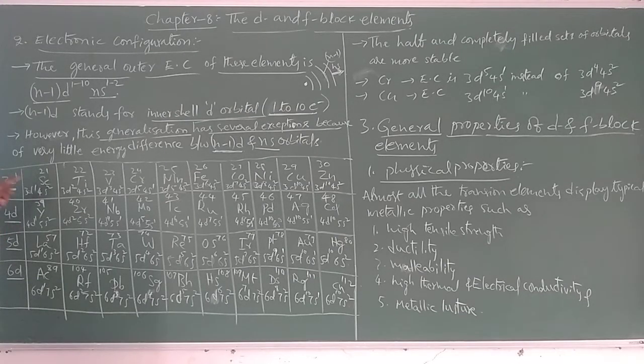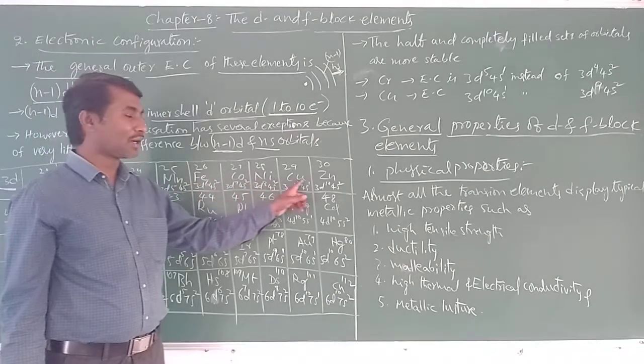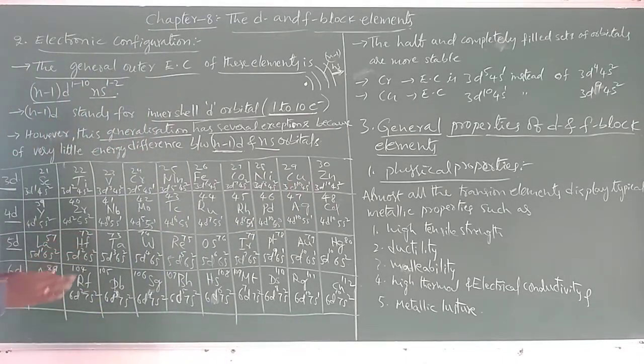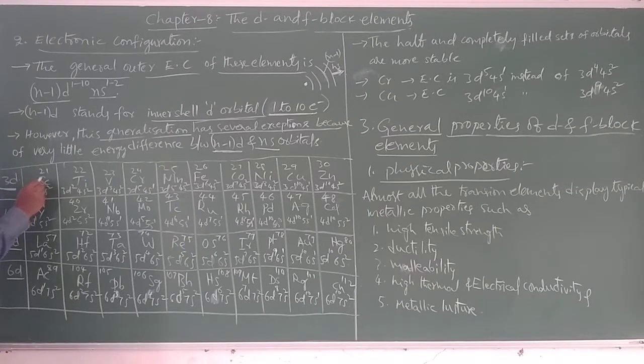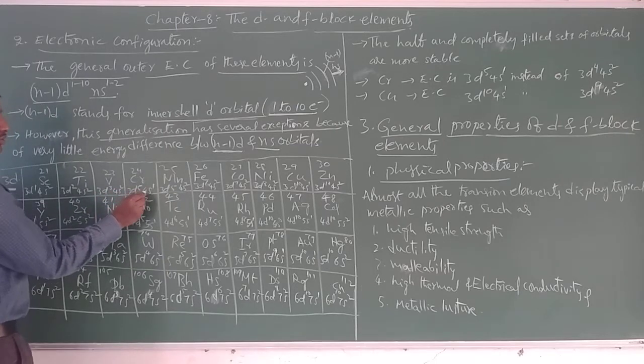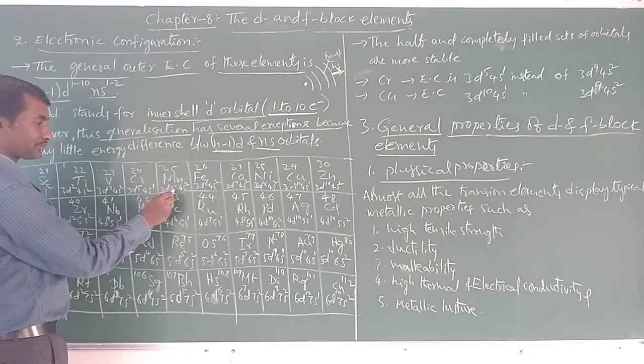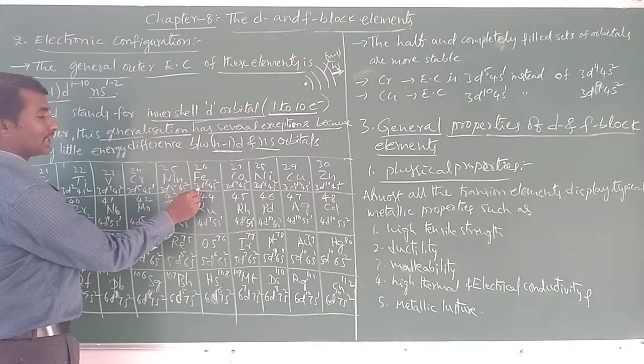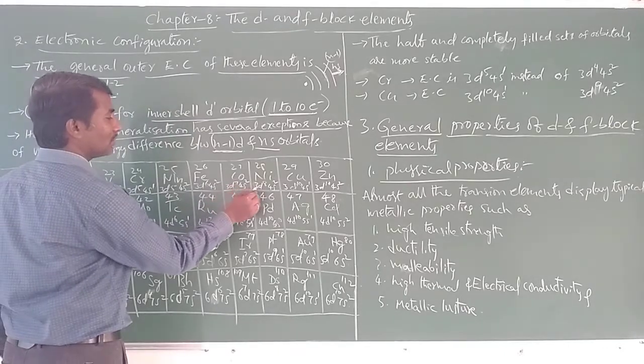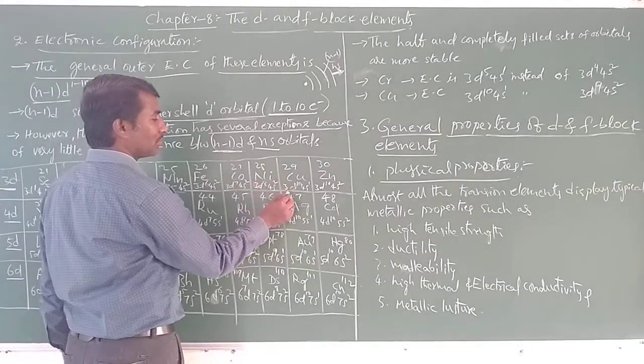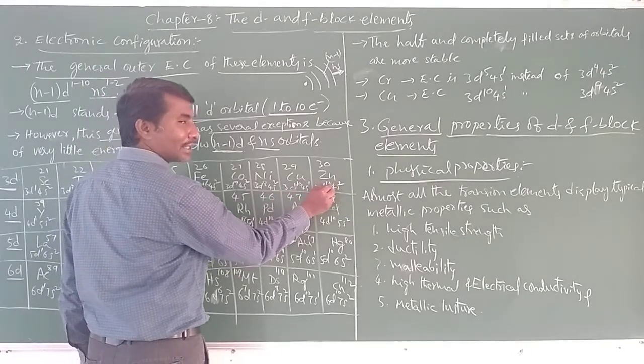The atomic numbers run from 21 to 30: scandium, titanium, vanadium, chromium, manganese, iron, cobalt, nickel, copper, zinc. Now let us see the electron configurations: scandium 3d1 4s2, titanium 3d2 4s2, vanadium 3d3 4s2, chromium 3d5 4s1, manganese 3d5 4s2, iron 3d6 4s2, cobalt 3d7 4s2, nickel 3d8 4s2, copper 3d10 4s1, zinc 3d10 4s2.